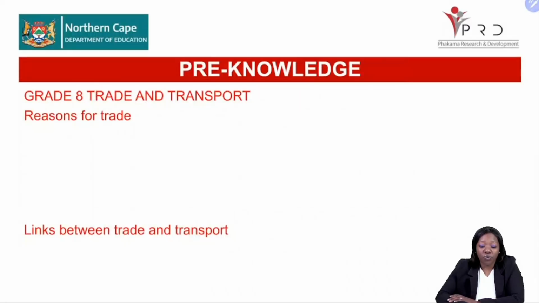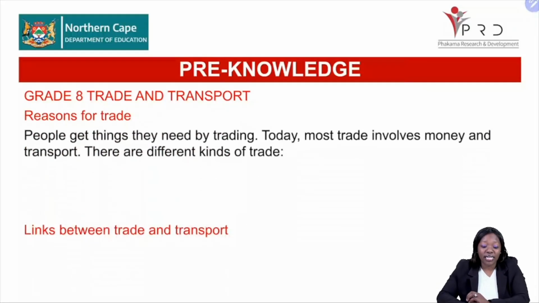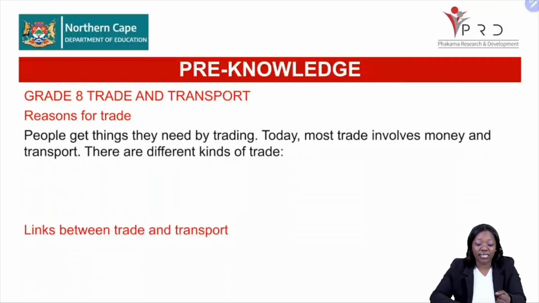Then we're going to go through our pre-knowledge baseline. You will remember in grade 8 in social science when we were learning about trade as well as transport, there was a reason for the trade as well as the links between the trade and the transport. So looking at the reason, today we are looking at the South African industries, which are linked to the trade and the transport.